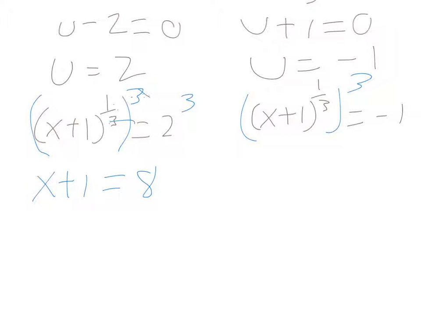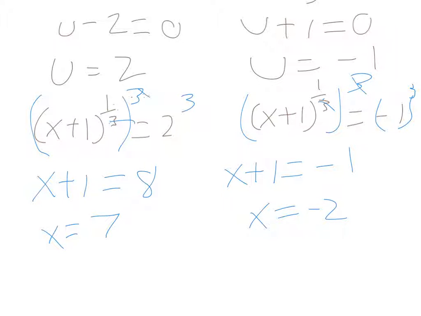And likewise for here. What you do to one side, you have to do to the other. So 1/3 times 3, those cancel out, and you're left with x plus 1. Then you have negative 1 to the third, which is negative 1 times negative 1 times negative 1, which is negative 1. So x is equal to 7, and x is equal to negative 2. Again, remember you do need to check both of these.